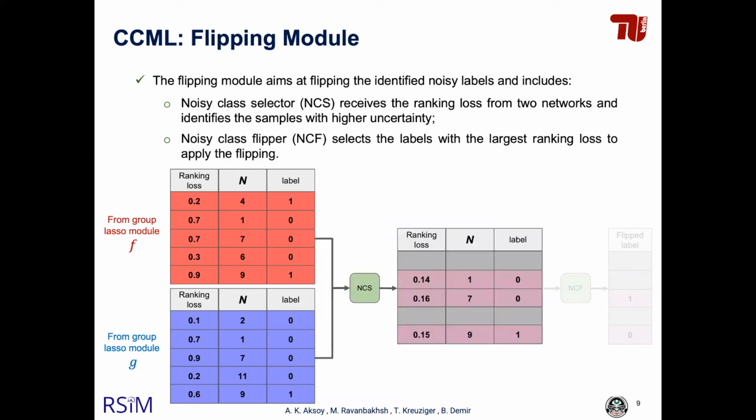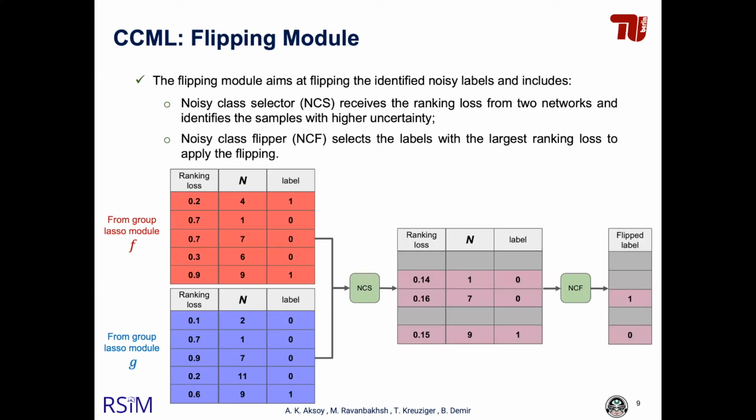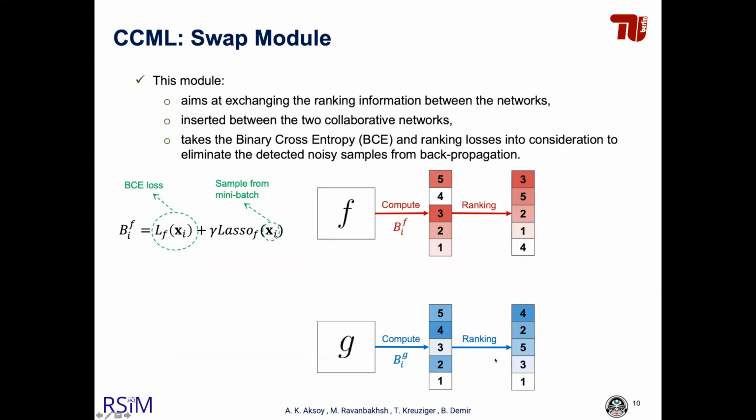The noisy class selector component aggregates the ranking loss values from both networks and selects the samples with the highest ranking loss values as potential noisy samples. Then the noisy class flipper component flips the identified noisy labels in the selected samples. We should note that the flipped labels are later used for calculating the final loss instead of the originally associated labels.